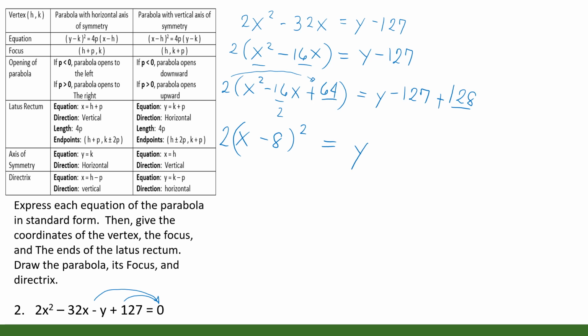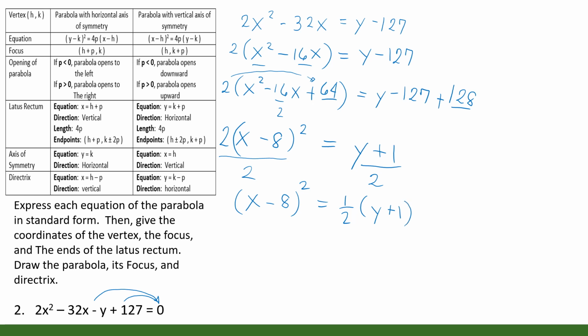It's now y plus 1. Okay, y plus 1. Copy y. Then negative 127 plus 128 is 1. Okay? To remove this coefficient 2, divide the equation by 2 or multiply the equation by 1/2. Meaning, our equation then is x minus 8 quantity squared equals 1/2 of the quantity y plus 1.